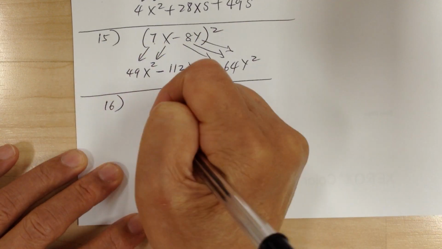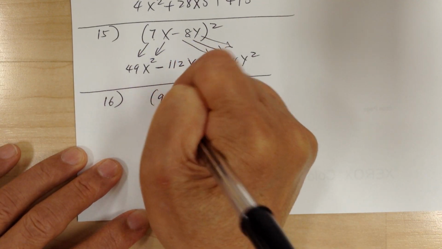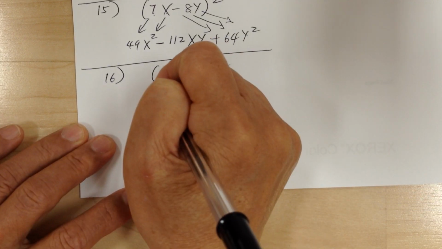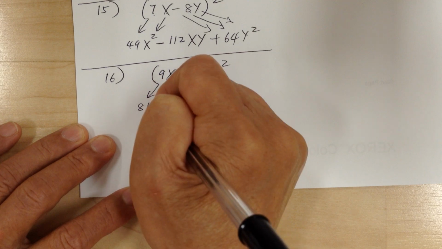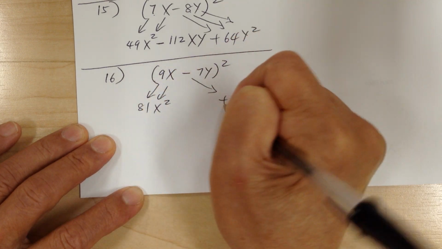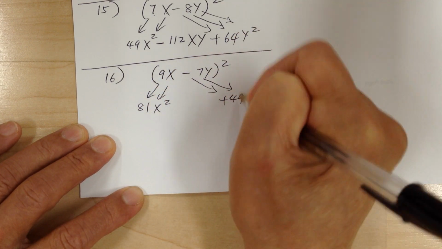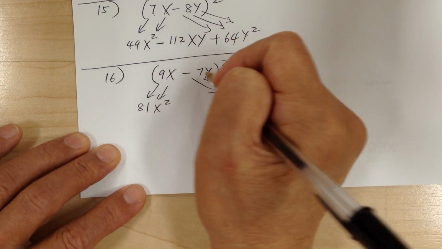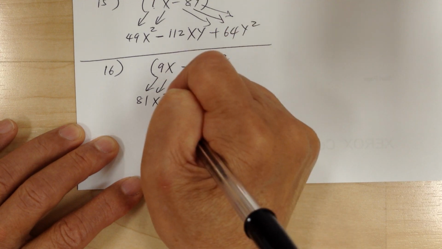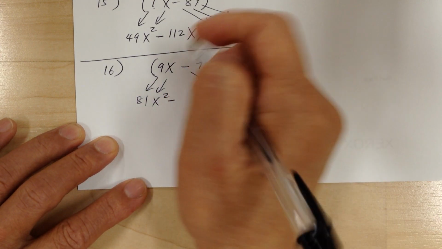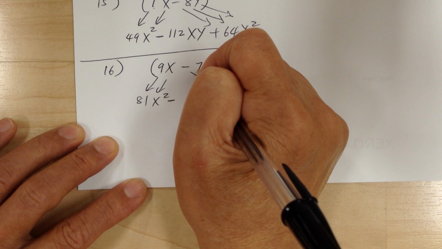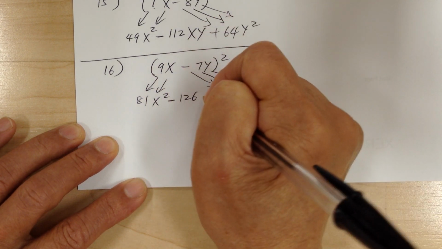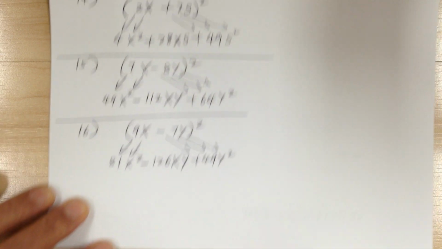Okay, number 16. 9x minus 7y squared. So square that, you get 81, square that, you get x squared, square that, you get plus, square that, you get 49, square that, you get y squared. The middle term, you multiply everything together, so the sign is minus. The number 9 times 7 is 63, 63 times 2 is 126, and the alphabet would be x, y. Okay, and that's it.